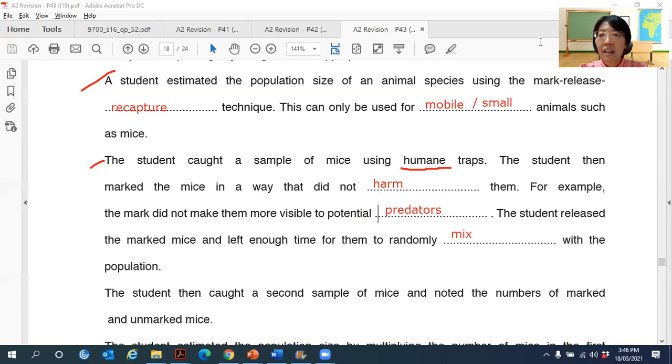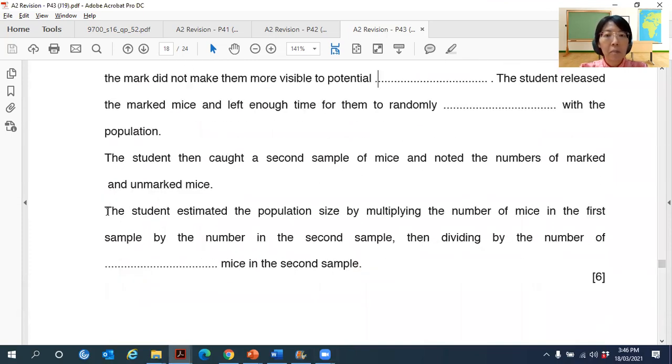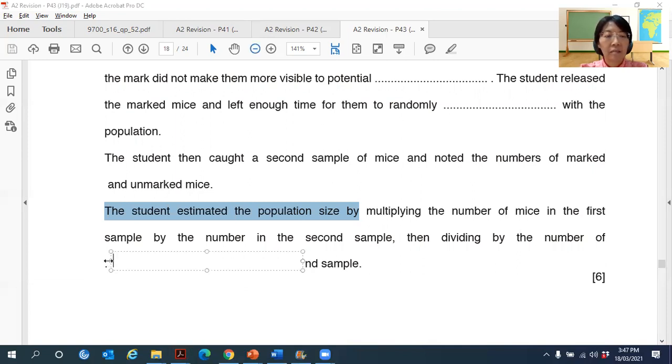So the students then caught a second sample of the mice and noted the numbers of marked and unmarked mice. So the student estimates the population size by multiplying the number of mice in the first sample by the number in the second sample, and then dividing by the number of what mice in the second sample? What mice is that? Number of marked. Yes, marked.